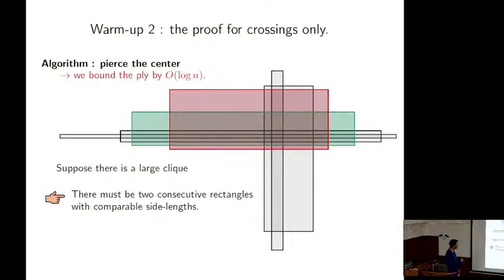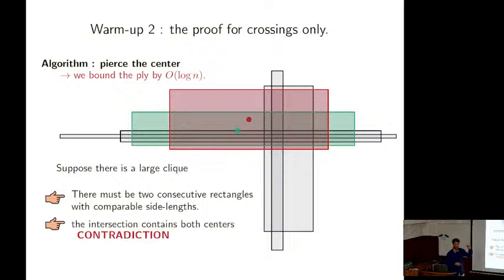If it's long enough, there should be 2 consecutive ones that have roughly the same height, so under a factor of 2, and roughly the same width, so under a factor of 2. And in this situation, both centers are contained in the intersection of the rectangles. So it's a contradiction, right? Because one has to arrive before the other, and we said that the adversary never gives an object that is already hit by a point. Okay, so this cannot happen, so we have only small cliques. All right, so that's it for the second result. I told you it's the easy one.